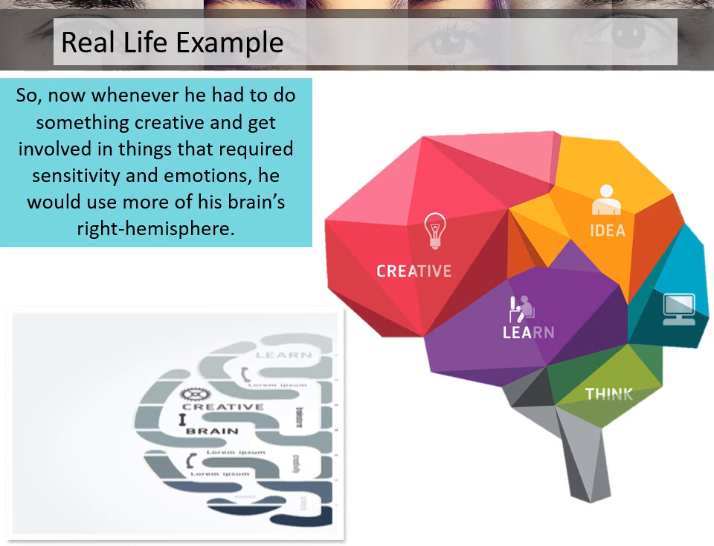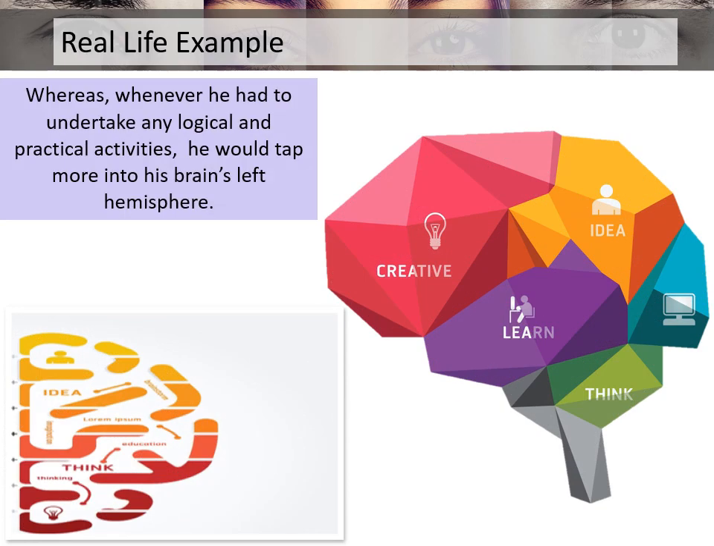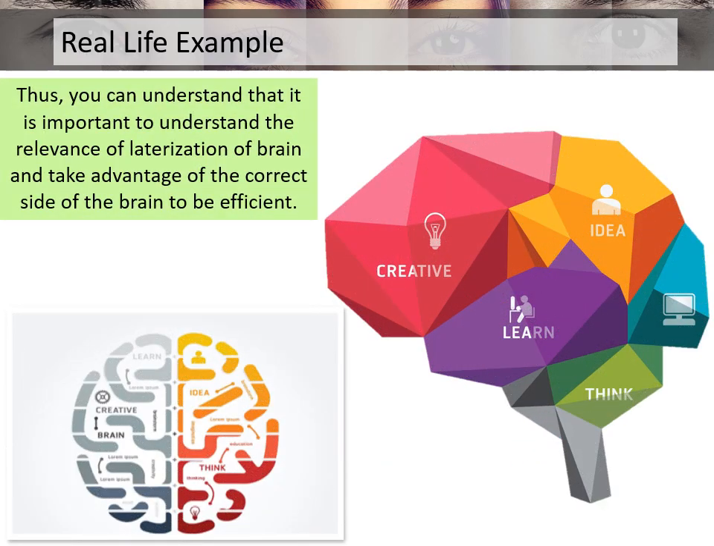So now, whenever he has to do something creative and get involved in things that require sensitivity and emotions, he would use more of his brain's right hemisphere. Whereas whenever he had to undertake any logical and practical activities, he would tap more into his brain's left hemisphere. Thus, you can understand that it's important to understand the relevance of lateralization of the brain and take advantage of the correct side of the brain to be efficient.